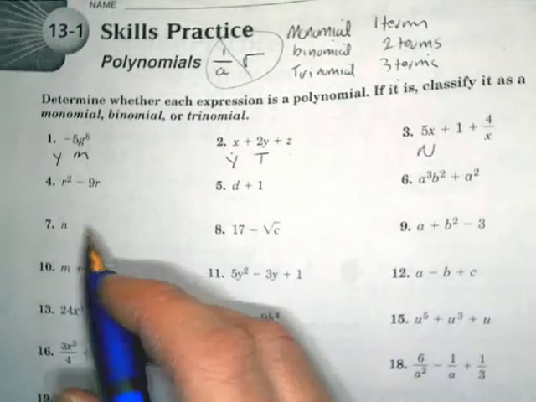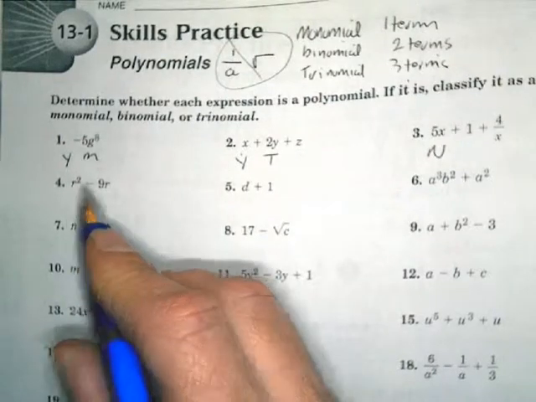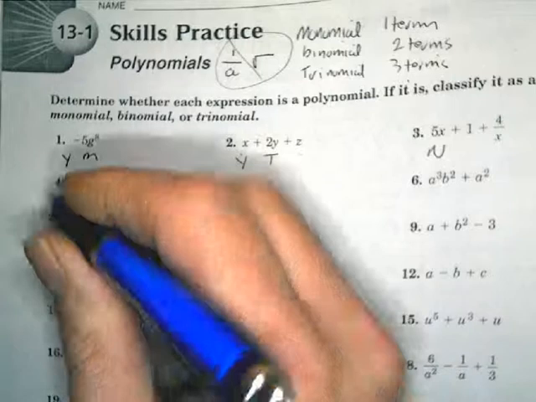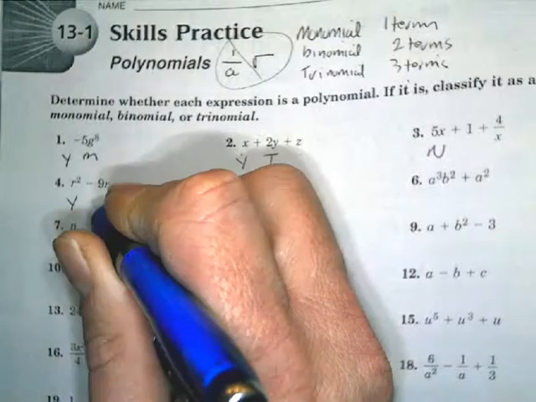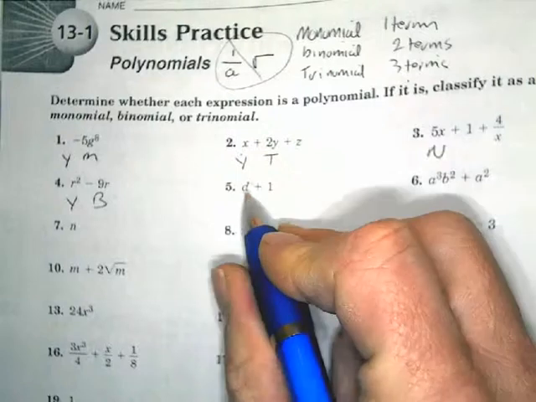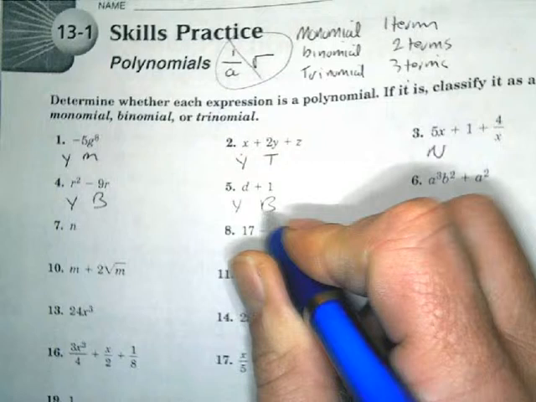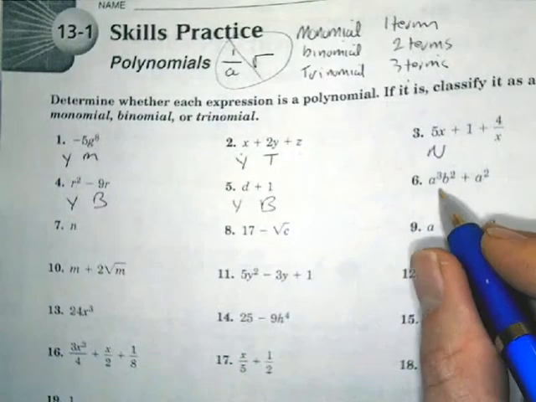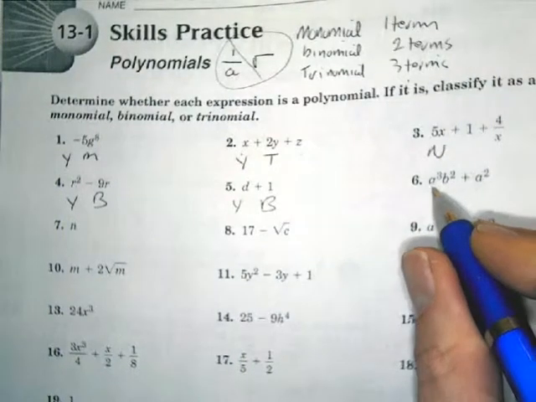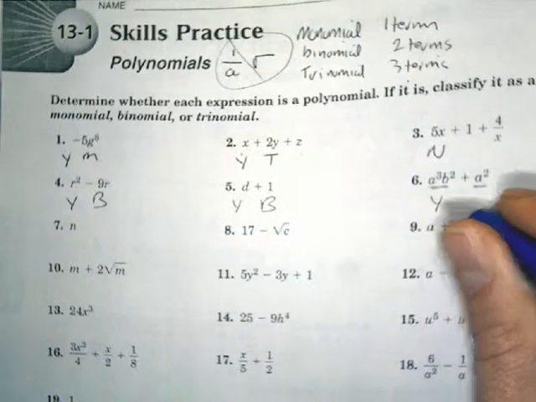If we look at number 4, it has 2 different terms, r squared and 9r. So this is a polynomial, and it is a binomial because it has 2 terms. Number 5, 2 different things. It would be a binomial. Number 6, we have 2 different things, one grouping and a different grouping. So this would be a binomial.